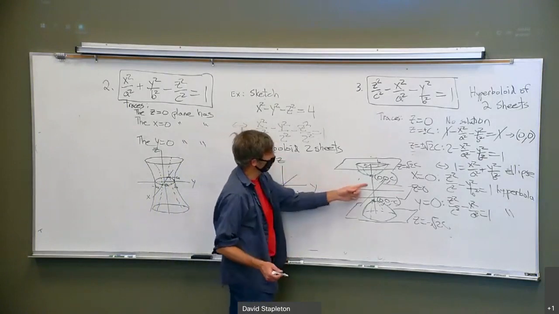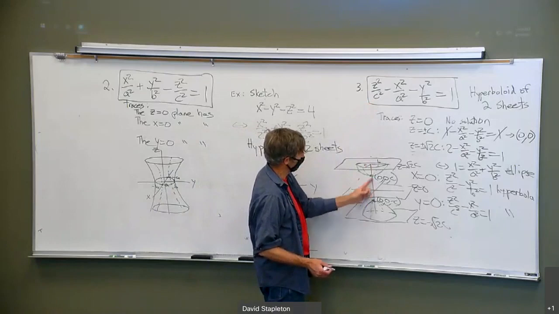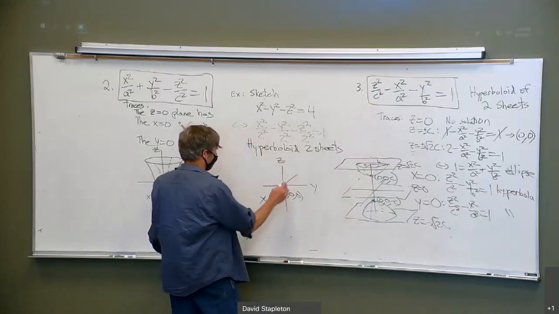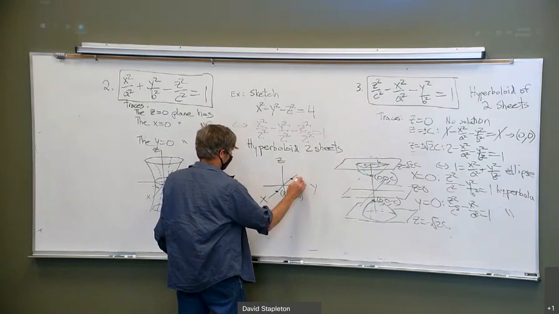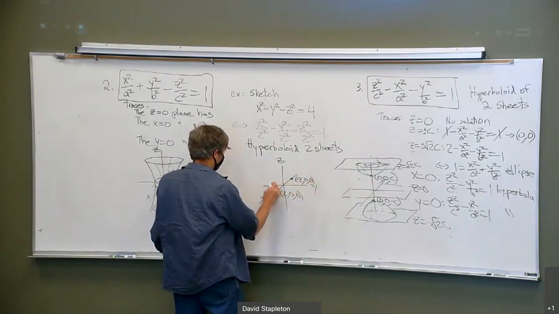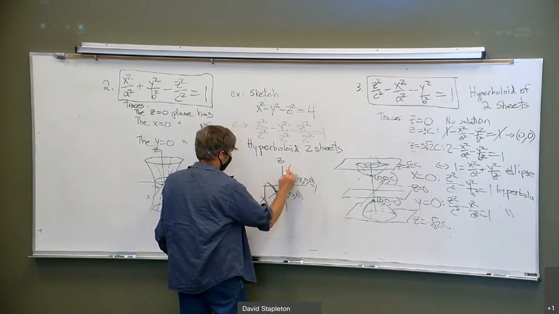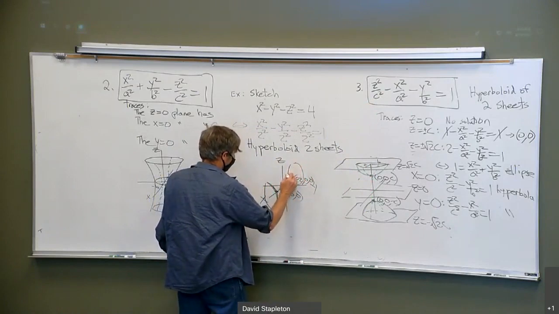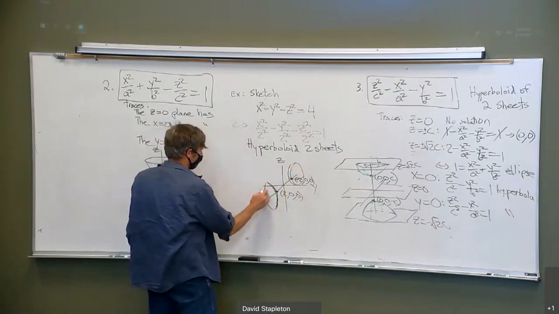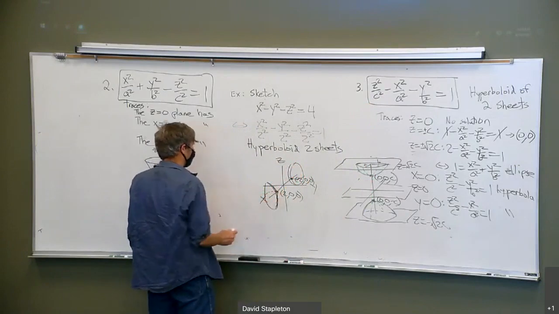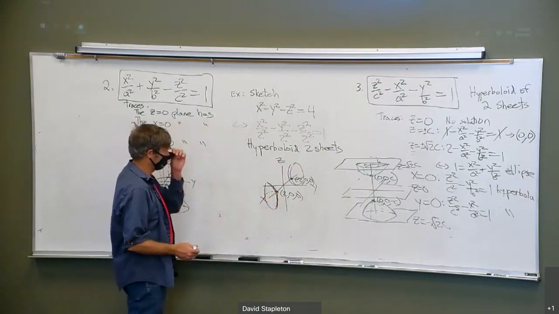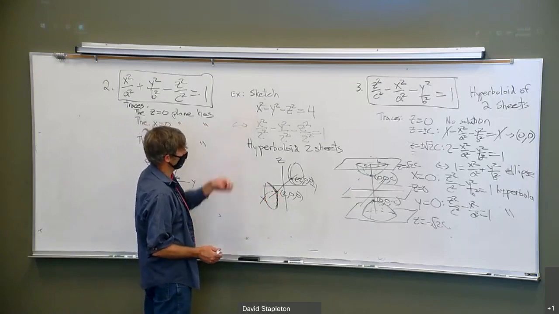Whatever divides x, from the origin. So 2, 0, 0 and minus 2, 0, 0. And then this has to come out. The elliptical cross sections this way, with elliptical cross sections this way. It goes in those two directions. There it is. There is the hyperboloid of 2 sheets. That is the sketch of this one.